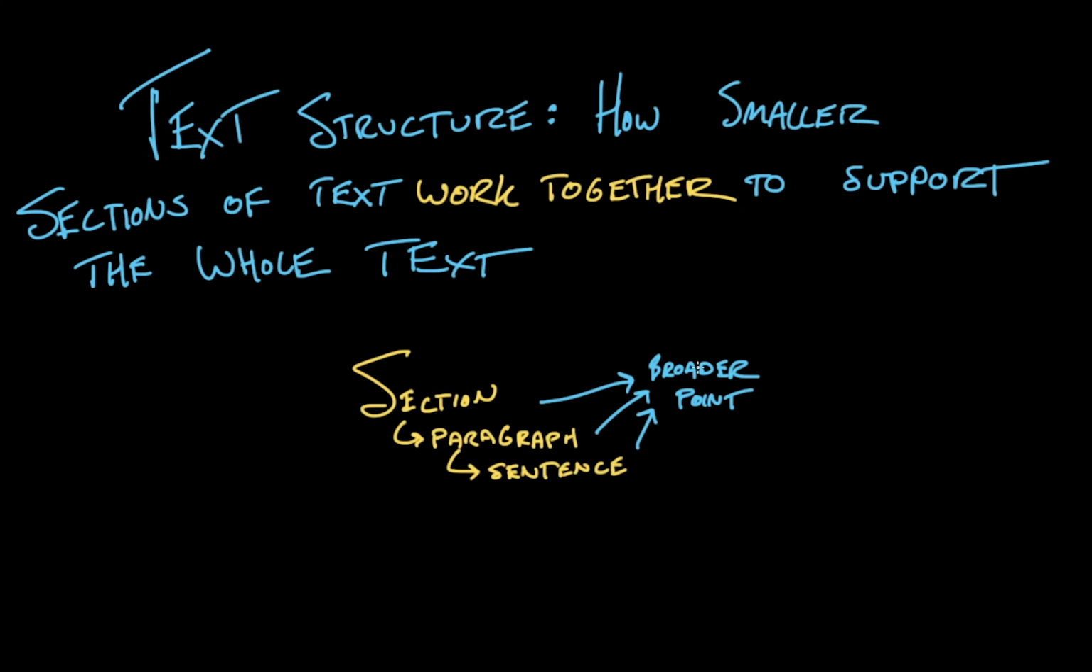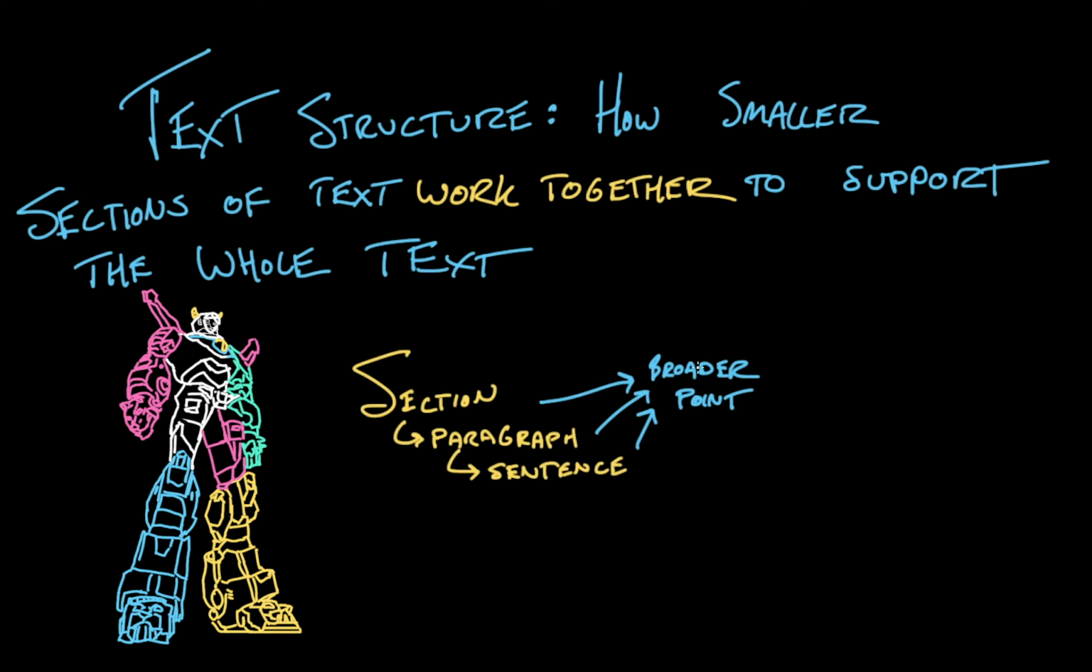The point is, if you're having trouble making sense of an informational text, think of it as a giant battle robot. What is each component part of the text trying to accomplish? And when you put all those parts together, what are they trying to do?